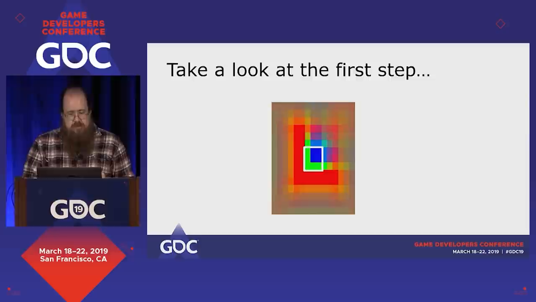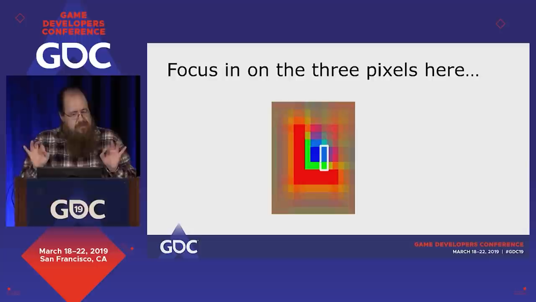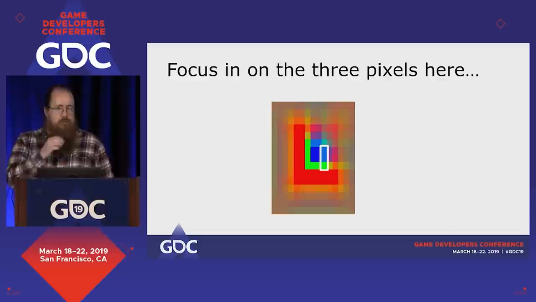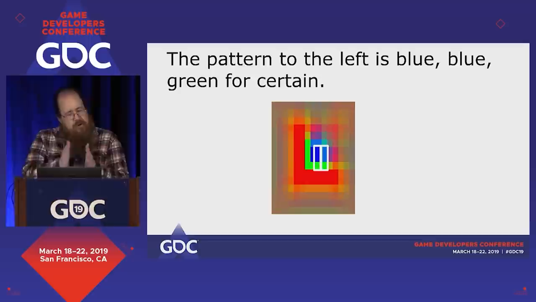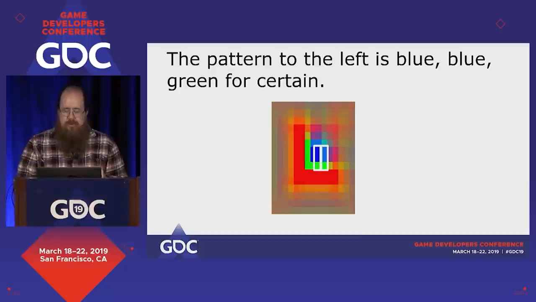So let's look very specifically at this first step and try to build an intuition for how it makes these decisions. Let's look at this strip of three pixels here. Unlike the pixels to the left, you can see these blue pixels are a little green, which means they still have some possibility to become green pixels. So why is this? Well, we look to the left of this pattern, and we see that to the left of this pattern in the input is a strip of blue, blue, green. And where can we find this in the input pattern?